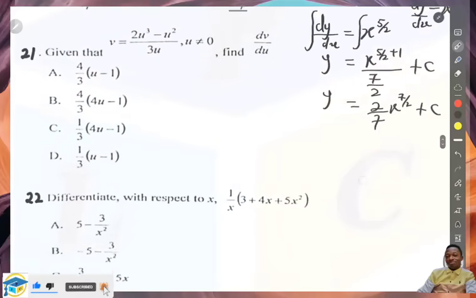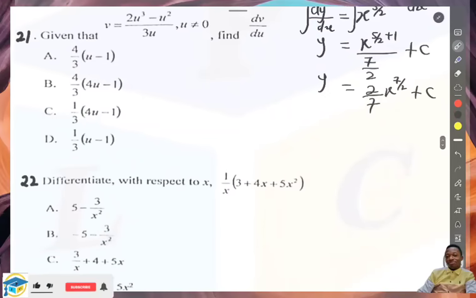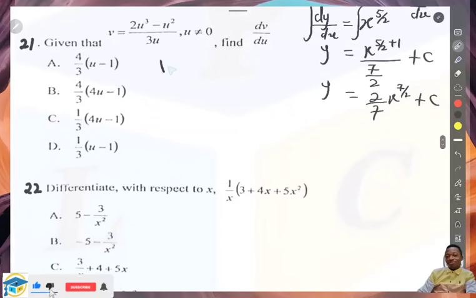Now let's go on to question number 21. Question number 21 says that we have v equal to 2u cubed minus u squared, all divided by 3u, where u is not equal to 0. So we are asked to find dv over du. But before we can do this, you must first simplify this into its simplest form, reducing the power so that we can easily differentiate, right? So that's what we're going to do.